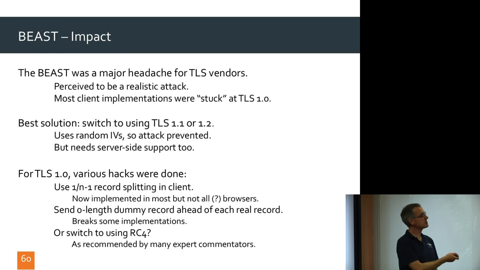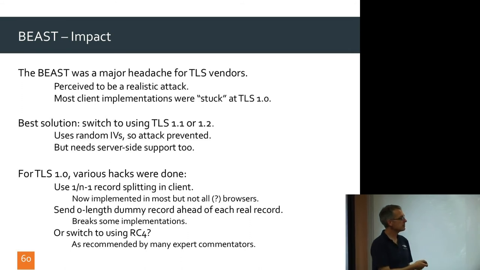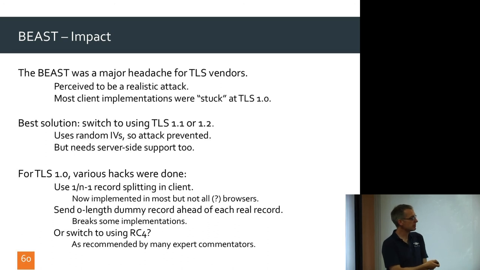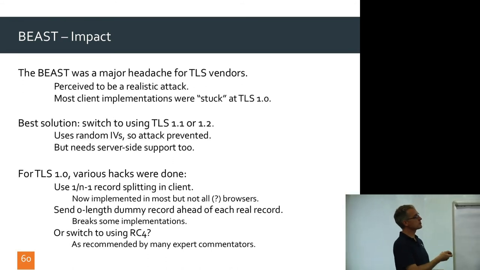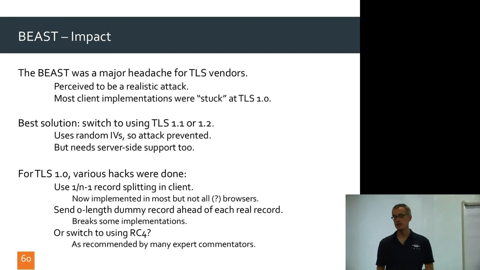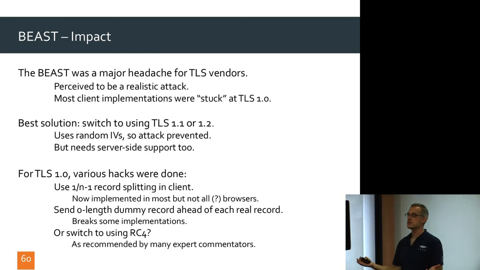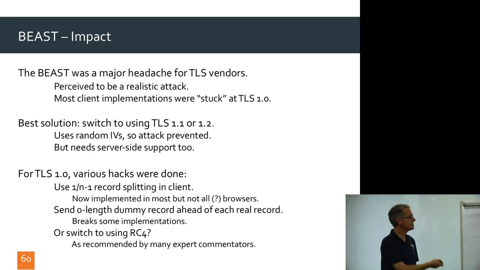The solution would be to switch to use TLS 1.1 or 1.2. And that's great, because it uses random IVs, so the attack would be prevented. You need to be able to predict the IV to do the attack. Instead of doing that, instead of switching to 1.1 or 1.2, the TLS community took the path of least resistance again and put some hacks in place. I won't go through these hacks now, but they're pretty ugly hacks.